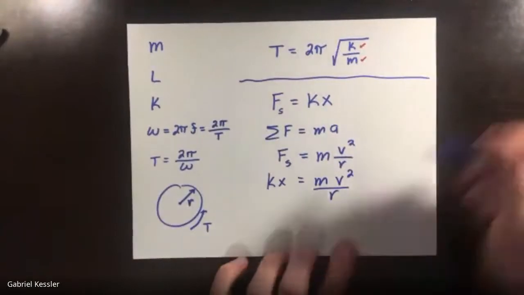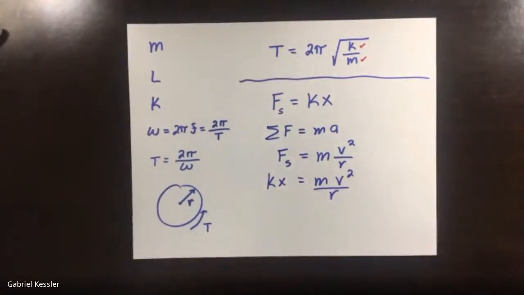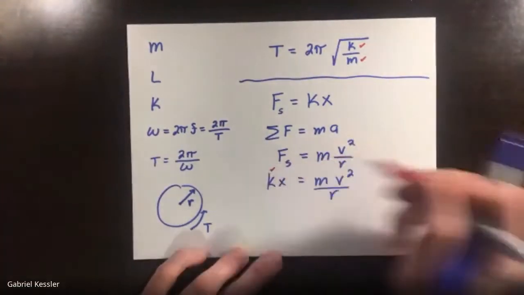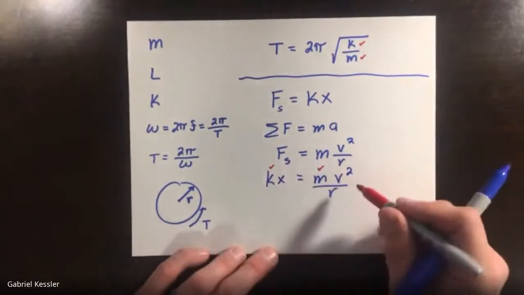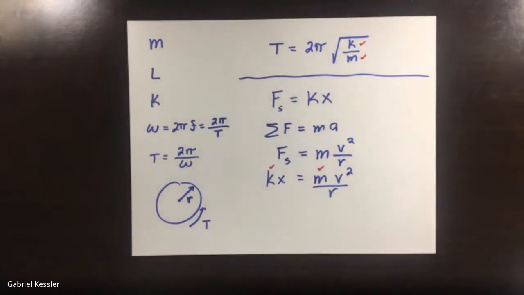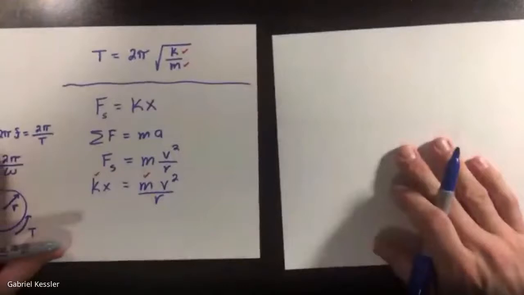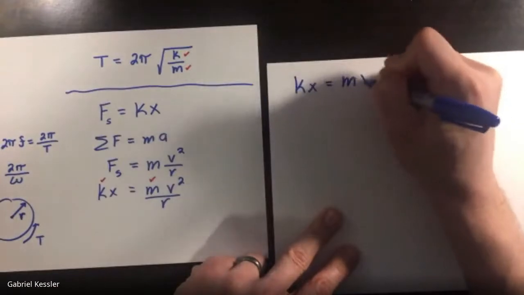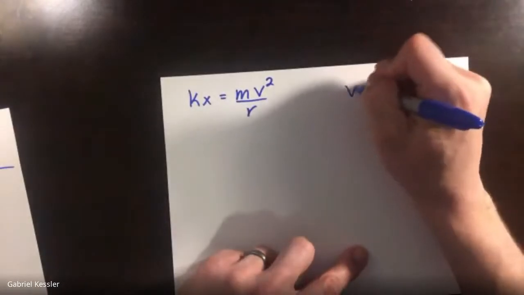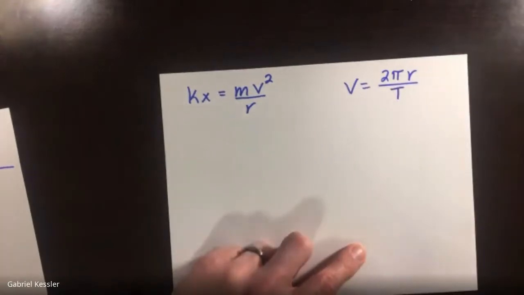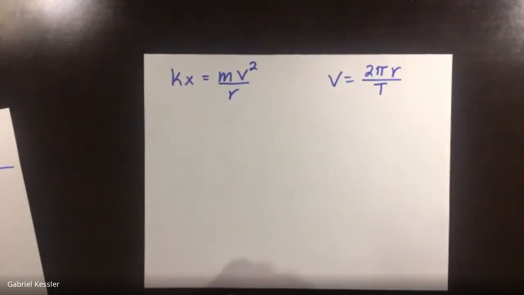Okay, next thing to know. I'm going to need another paper for this. So I've got the K value, and I've got the mass. I've got 3 unknowns here: I've got x, I've got r, and I've got the speed. So this requires a little bit of extra manipulation. So kx equals mv squared over r. And the extra manipulation is that the speed is equal to 2 pi times the radius over the period.